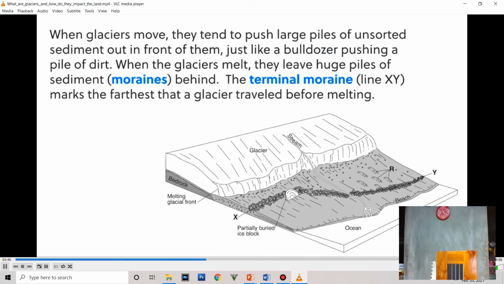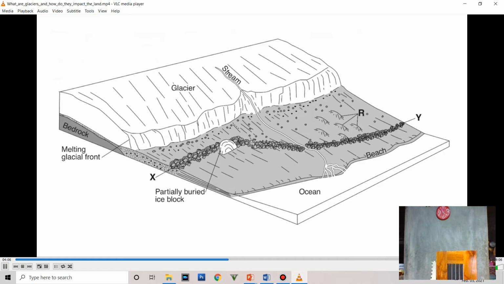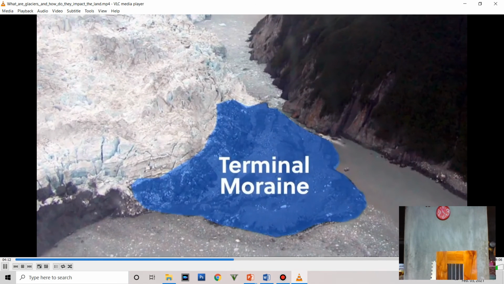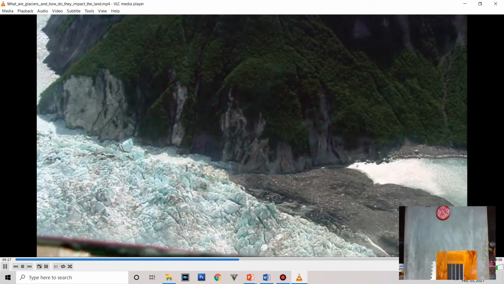When the glaciers move, they push this till, or this unsorted sediment, out in front of them, very similar to a bulldozer pushing a pile of soil. When the glaciers then melt, they leave behind these piles of sediment, and these are called moraines. Moraines reveal a lot about a glacier. Particularly the terminal moraine, shown in this diagram, line XY, this marks the farthest point that a glacier traveled before it receded or melted away. Here's a terminal moraine in reality. This area right here is the till, the unsorted, unlayered sediment that was pushed out in front of the glacier. We can see another terminal moraine right here.